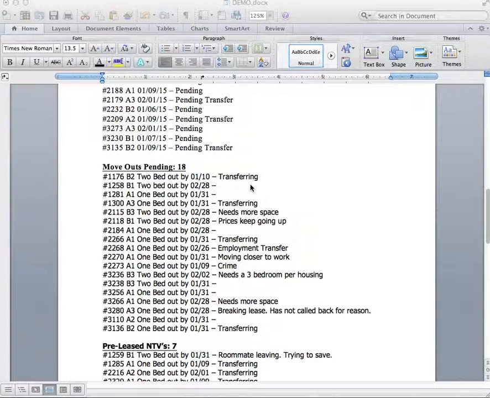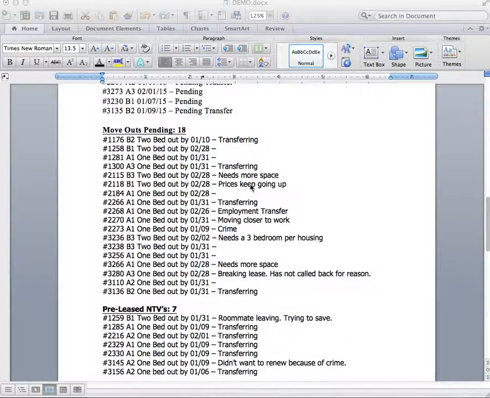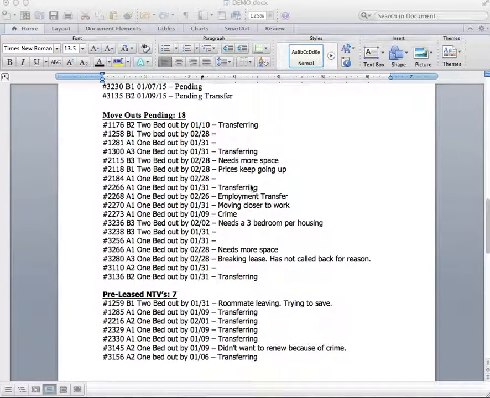So this is helpful to know, because if we start seeing a lot of move-outs happening because the rents are getting too high, maybe that's something that we need to adjust on our weekly calls and talk about. Otherwise, we can't really do something about an employment transfer, or if they say that they're not comfortable with the crime at the property.